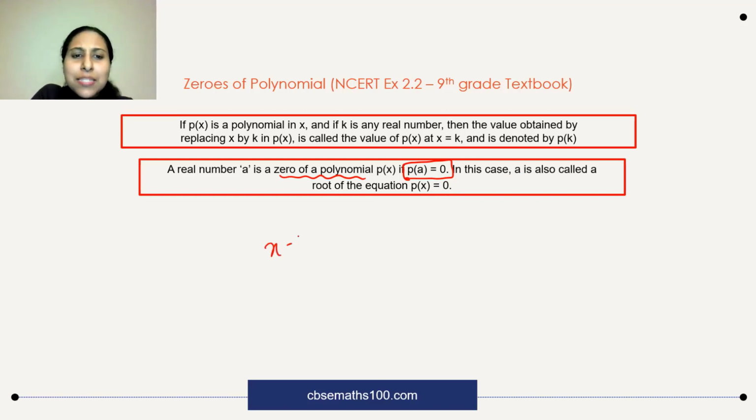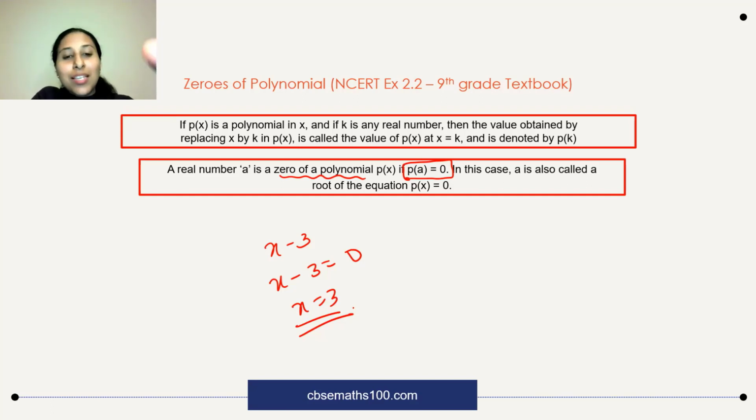So if you're having x minus 3 as a polynomial, you want to find out what is the 0 of this polynomial. Okay, if you want to find out what is the 0 of this polynomial, you just put x minus 3 equals 0, you get x is equal to 3. So this x is equal to 3 is a 0 of this polynomial. You can also say x minus 3 is a factor. X minus 3 is a factor. X is equal to 3 is a 0. You substitute 3, you're getting 0 as the answer over here.